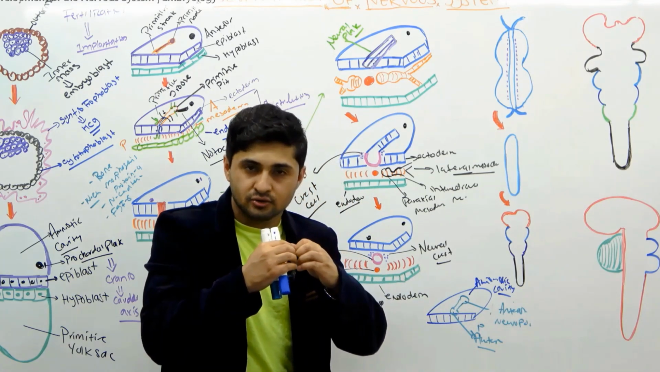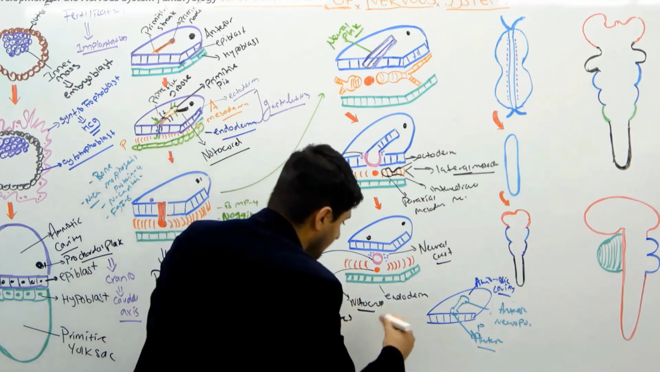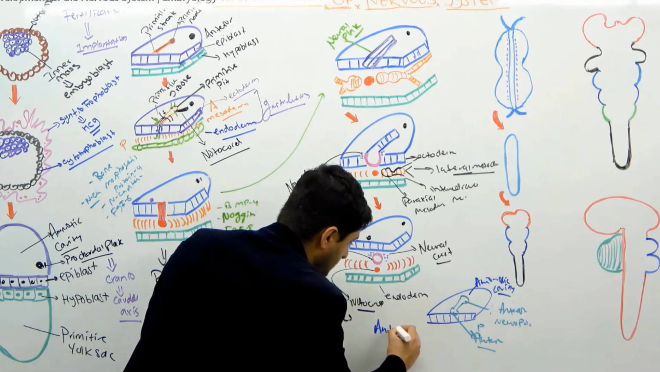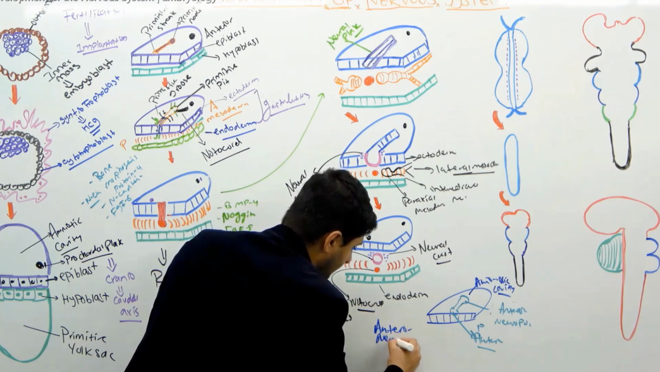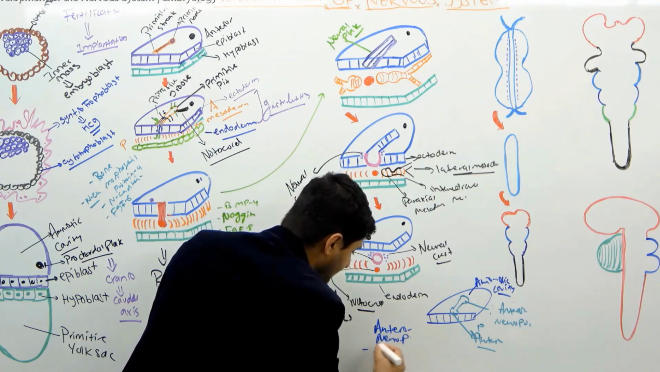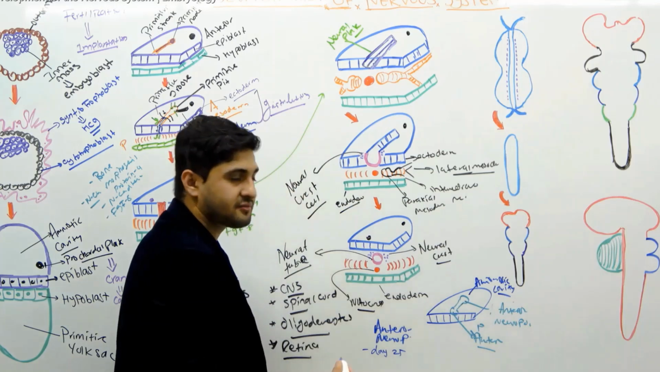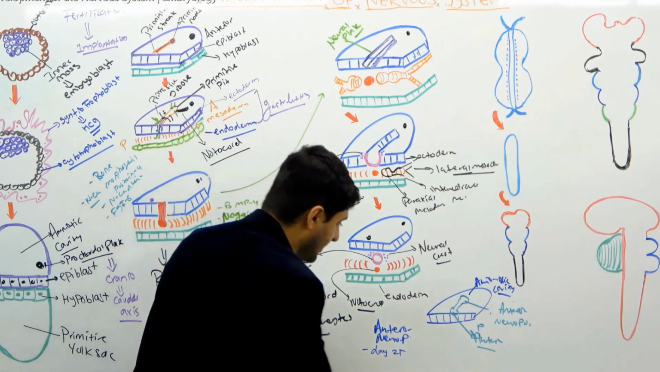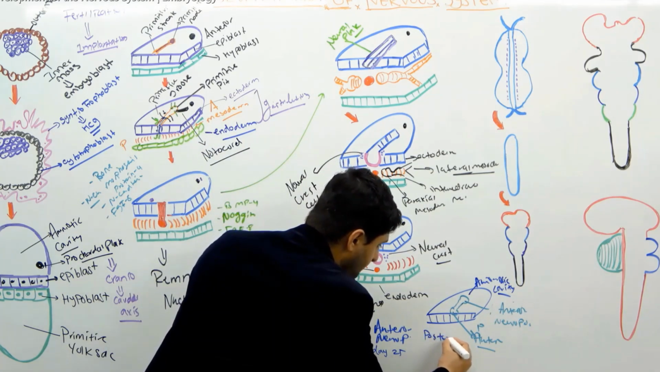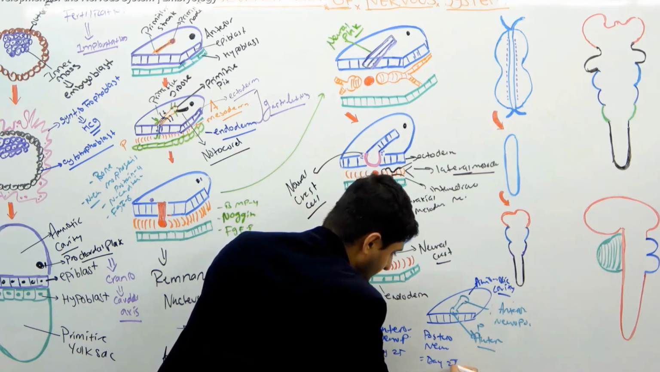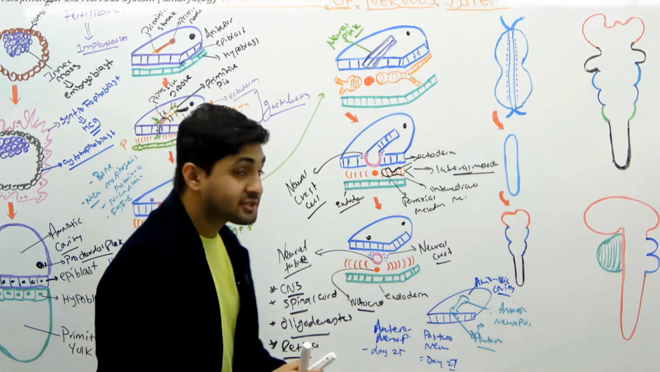So this anterior neuropore, they usually close around day 25. Anterior neuropore, they fuse together around day 25, and different books might say different things, but it's about 24 or 25 days. And the posterior neuropore fuses around day 27. Okay, so there's importance of this.